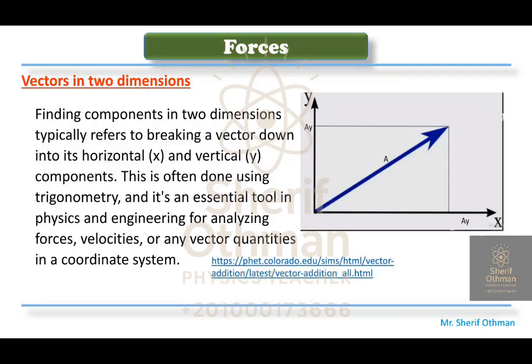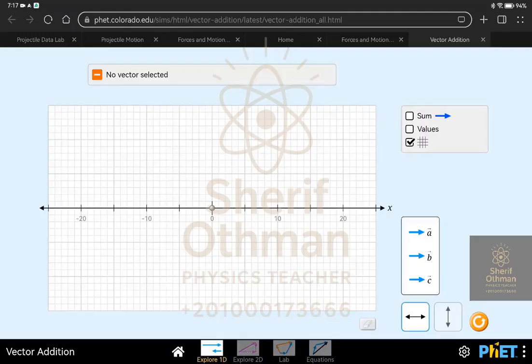Vectors in 2 dimensions, guys. First, let's see vectors in 1 dimension. Let's take vector A, putting it here. The size of A is only 1, the side of 1 square. Putting B in the same direction as A, the resultant is a vector which is equal to the summation of both of them. S represents the summation.